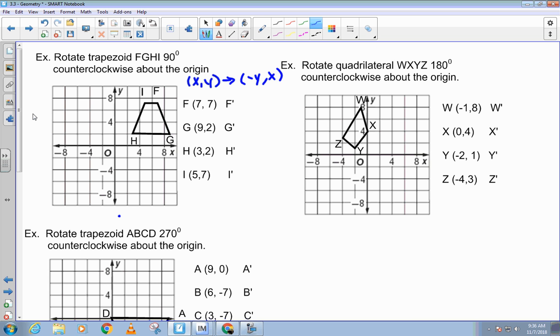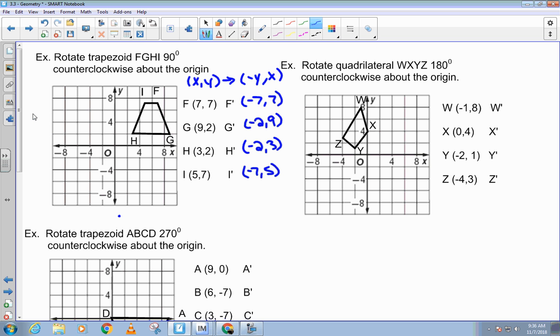Alright, so change the y here, negative 7. So it's going to be negative 7, positive 7. Here, you change the y, which will make it negative 2, 9. Change the y, negative 2, 3. Change the y, negative 7, 5.